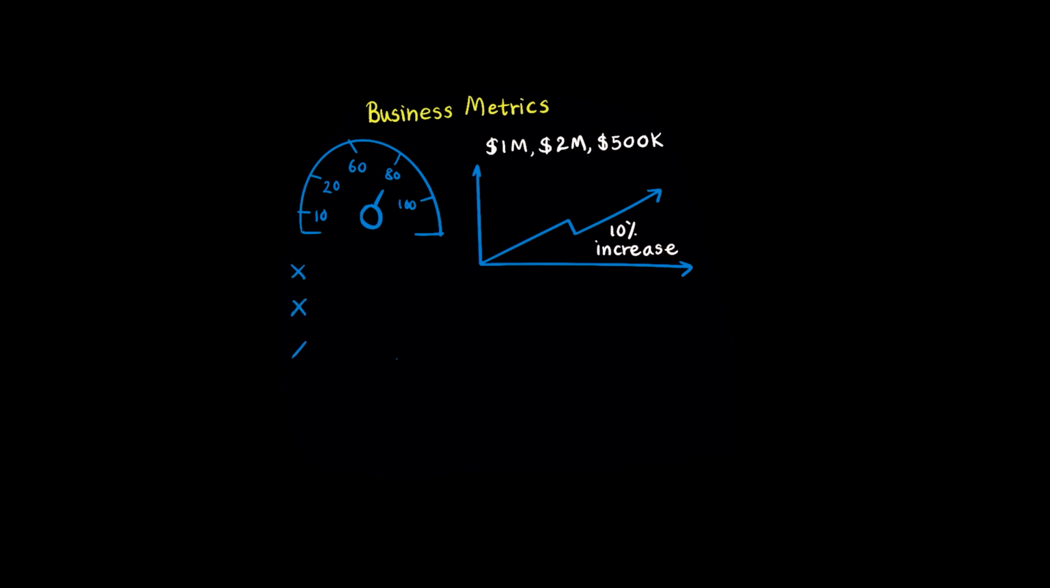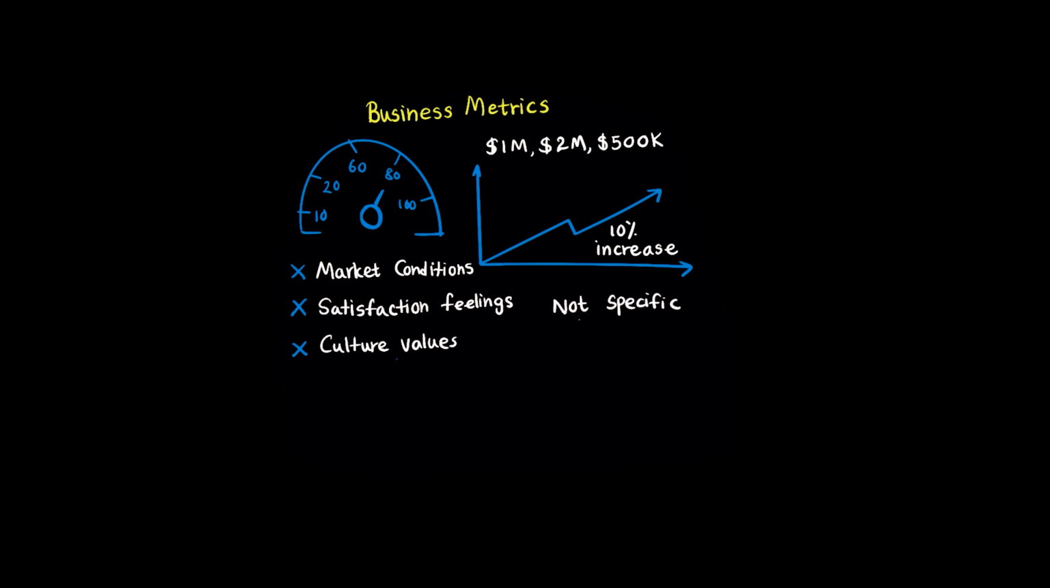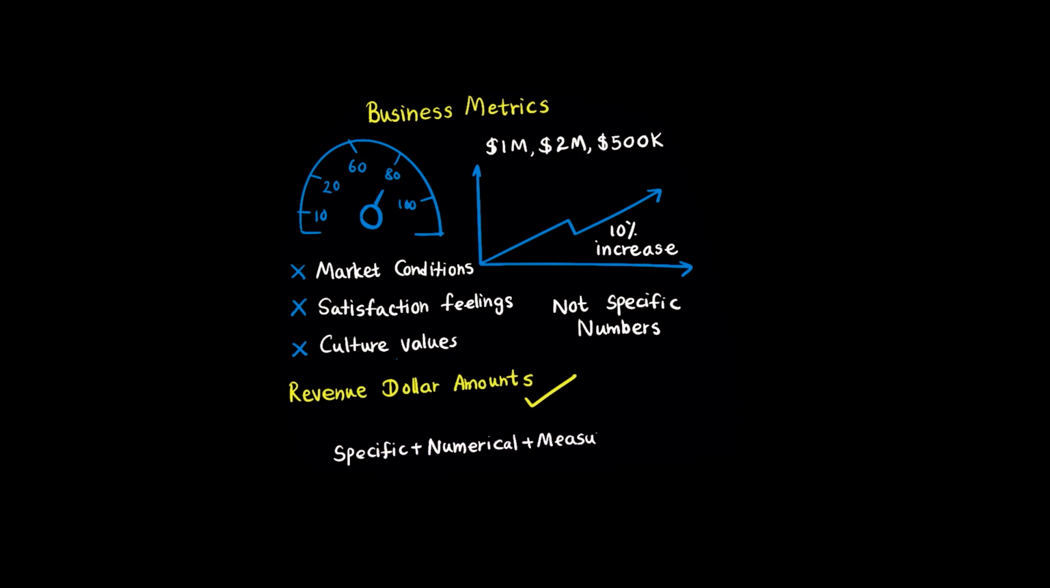General market conditions aren't metrics. They're qualitative assessments like favorable or challenging. Employee satisfaction involves subjective feelings. Corporate culture values are philosophical principles, not numbers. But revenue dollar amounts? They're concrete, specific, measurable performance indicators. Every dollar is countable. Every change is calculable. Metrics like revenue transform vague success into precise numerical values.